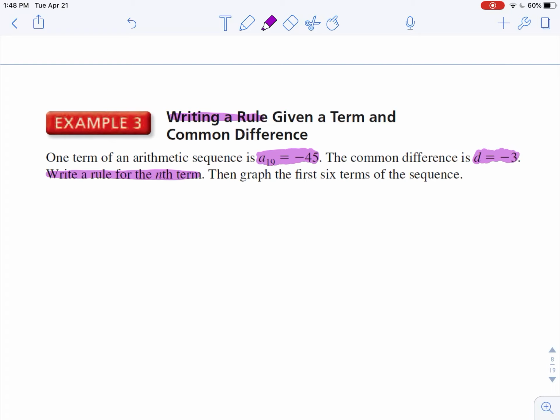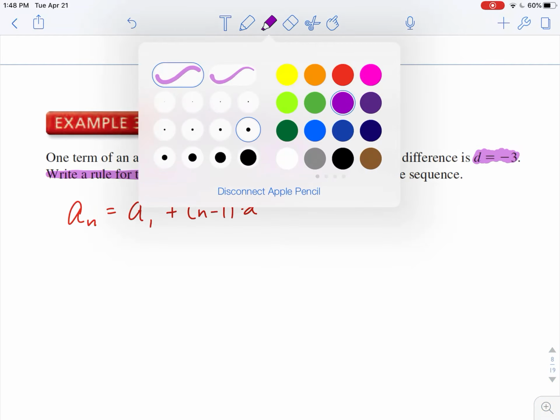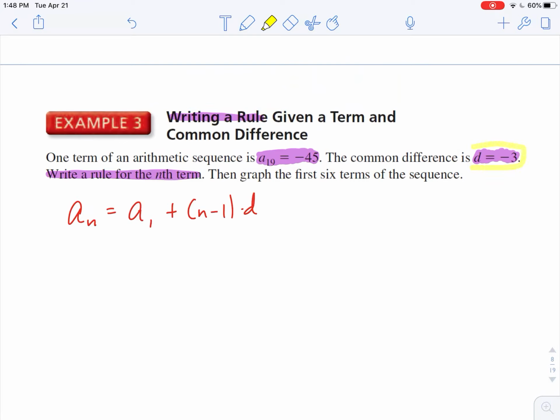So we're going to start the way that we started in the past. We're going to write out the formula. The nth term is found by taking the first term plus n minus 1 times d. Now, good news is, we know what the value of d is. They gave it to us earlier. The value of d is negative 3, so we can just drop in the number negative 3. What we don't know is what the first term is.